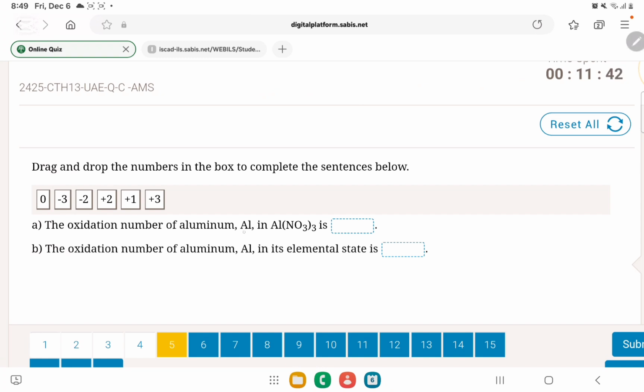Okay, the oxidation number of aluminium in Al(NO3)3 is... Okay, so since here we have two unknowns, which is Al and N, because we have to know the oxidation number of N and O to find Al, we're going to have to separate these two. Okay, so we know it would be Al3+ and NO3-. Okay, and since the oxidation number would be equal to the charge, Al would be +3. The oxidation number of Al would be +3. Okay, and in the second one, since it's in the elemental state, its oxidation number would be 0.